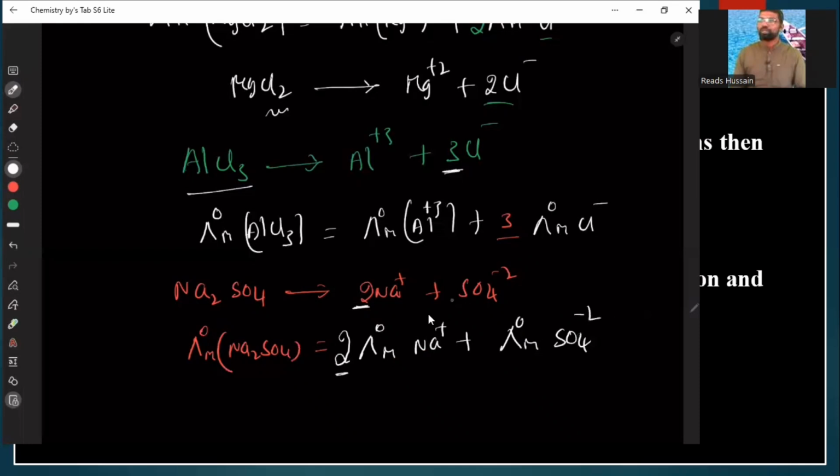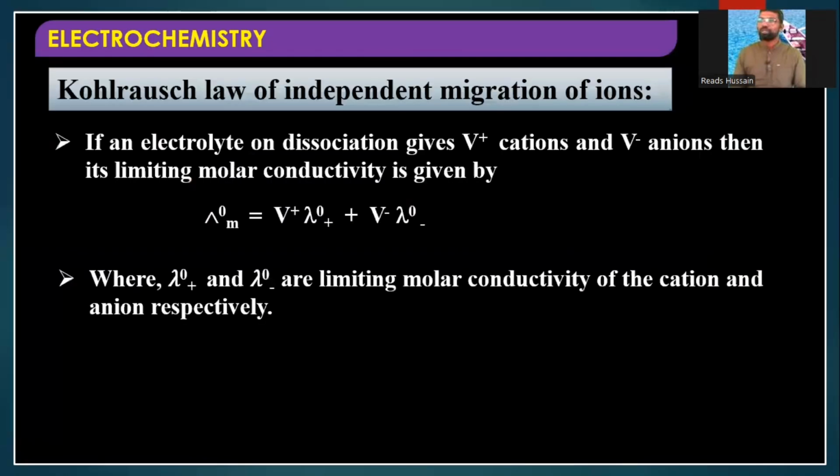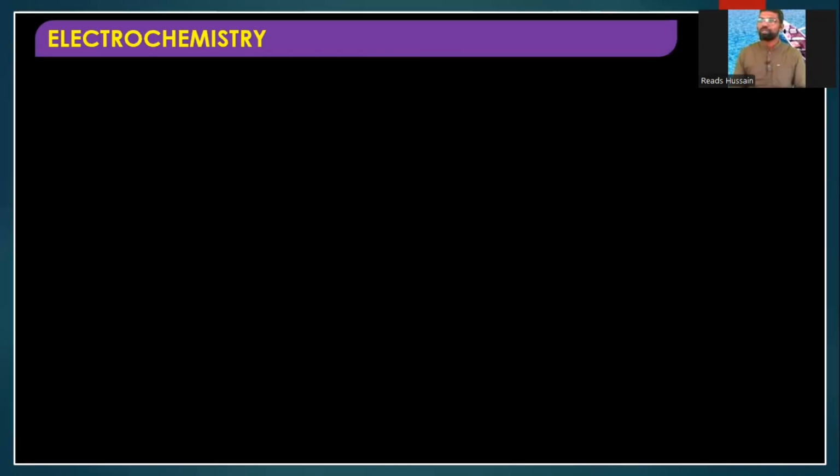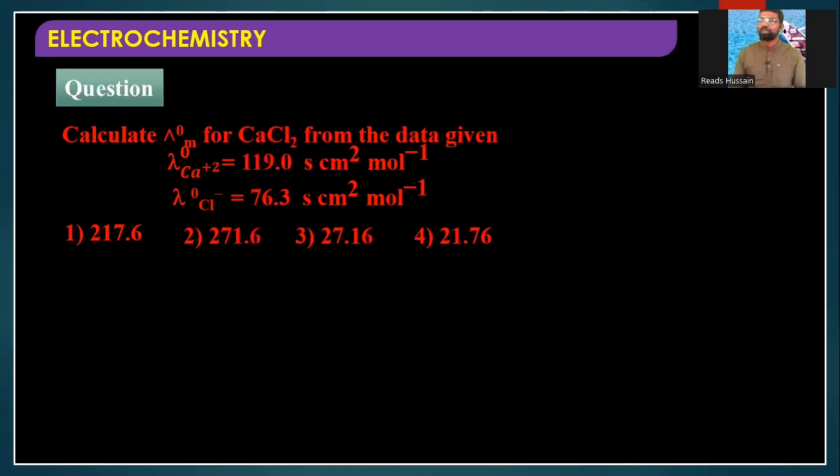How many moles of sulfate ions are there? Only 1, no? So 1. That's all. So likewise, you can write the limiting molar conductivity of any compound. That's the meaning of that. So here one small problem is given. Let's try to find the answer for this. I will go a little fast, and I'll try to make you understand this.